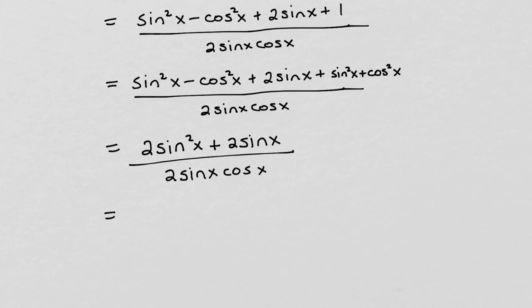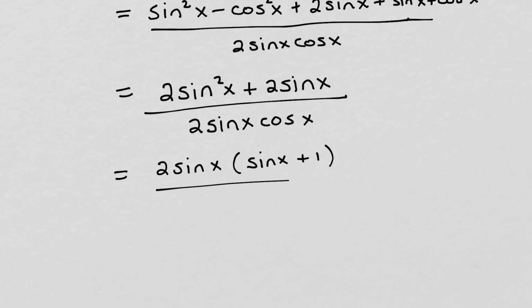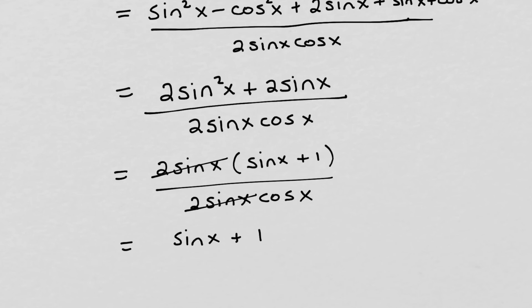So now I can factor a 2 sine x out of the numerator, and that leaves me with sine x plus 1. You can see where this is all coming together now. And 2 sine x cosine x in the denominator. The 2 sine x's cancel, and I have what was my goal, which is the right-hand side, sine x plus 1 all over cosine x. And that's the end of my problem.